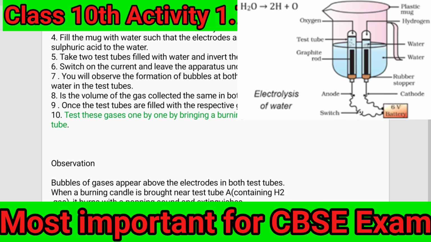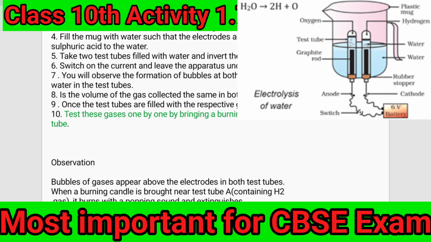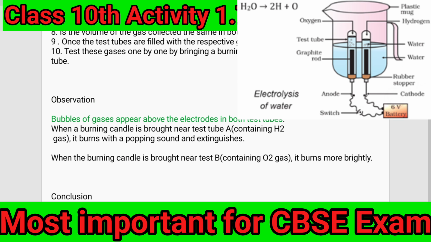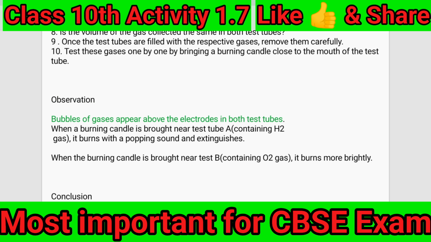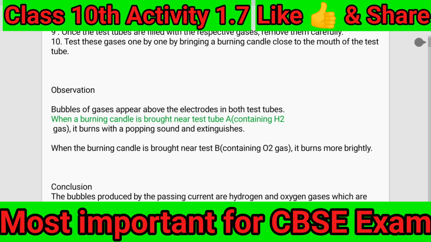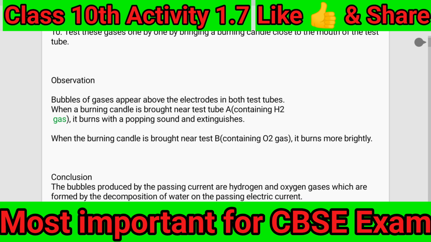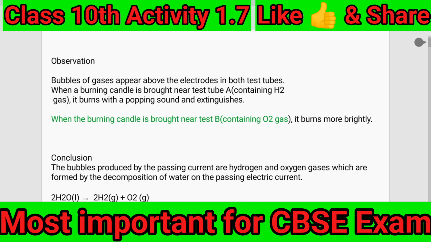10. Test these gases one by one by bringing a burning candle close to the mouth of the test tube. Observation: bubbles of gases appear above the electrodes in both test tubes. When a burning candle is brought near test tube A, containing H2 gas, it burns with a popping sound and extinguishes. When the burning candle is brought near test tube B, containing O2 gas, it burns more brightly.